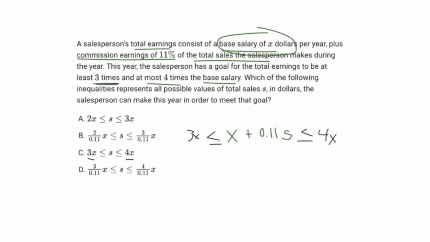So here, very simple, we can just subtract x on all sides, and we end up getting 2x less than or equal to 0.11s is less than or equal to 3x.